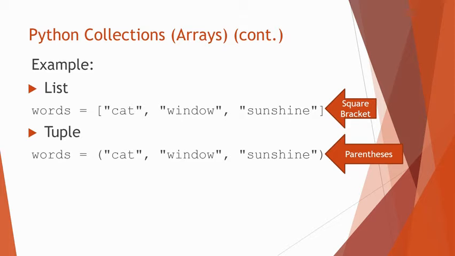Some example arrays. This is a comparison of lists and tuples. Lists are a set of elements, such as, in this case, string elements, cat, window, and sunshine, enclosed within square brackets. A tuple is a set of elements, in this case also the same 3 strings, cat, window, and sunshine, also enclosed this time in parentheses.